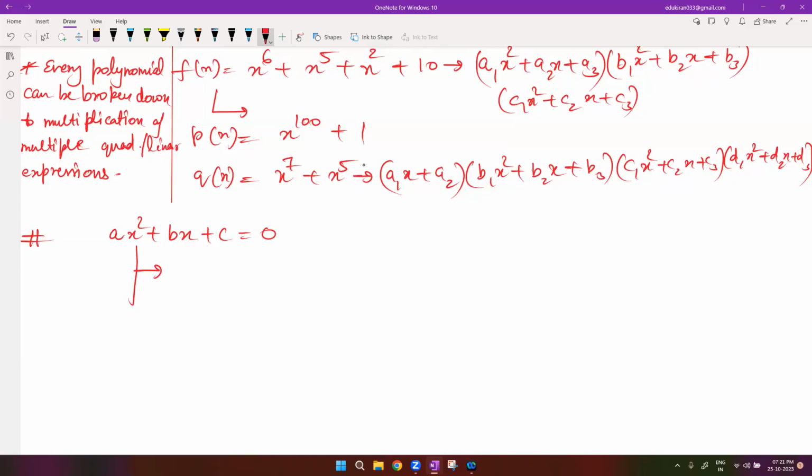Let's use the quadratic formula directly. So first we will go for d, right? First, if d is greater than or equal to 0, then roots exist. If d is greater than 0, then the roots will be distinct. If d is equal to 0, then the roots will be the same, equal, right? But if d is less than 0, then roots do not exist.